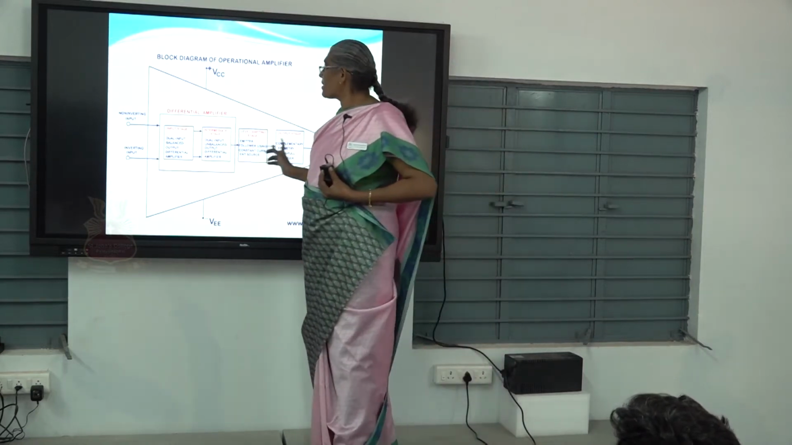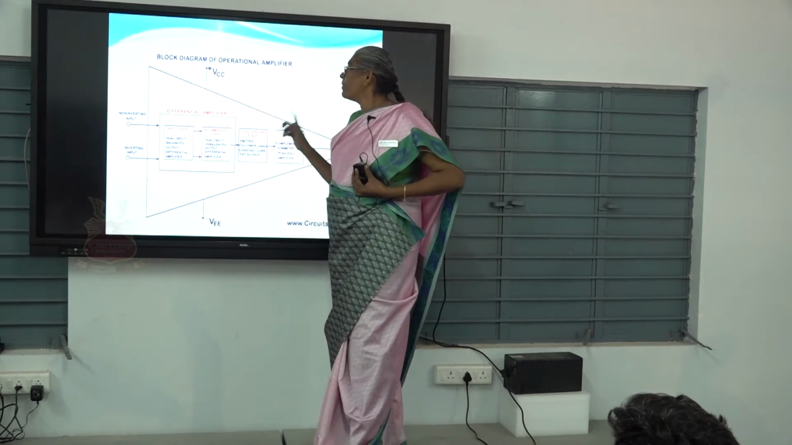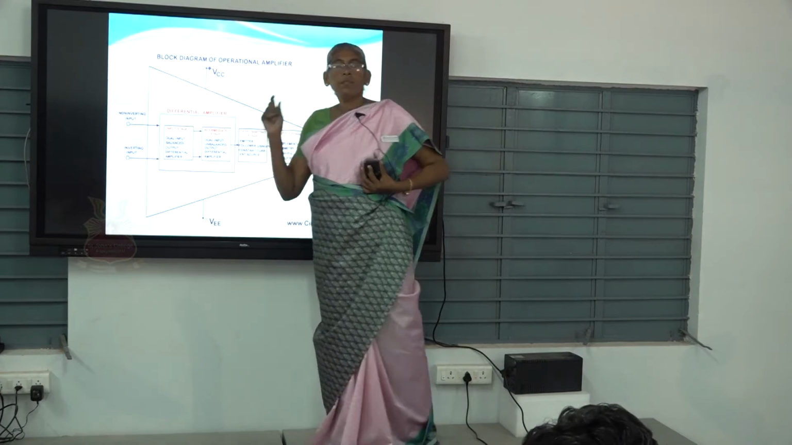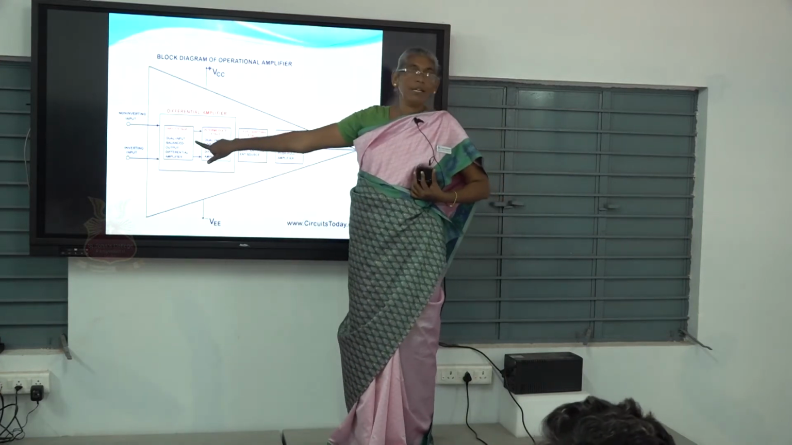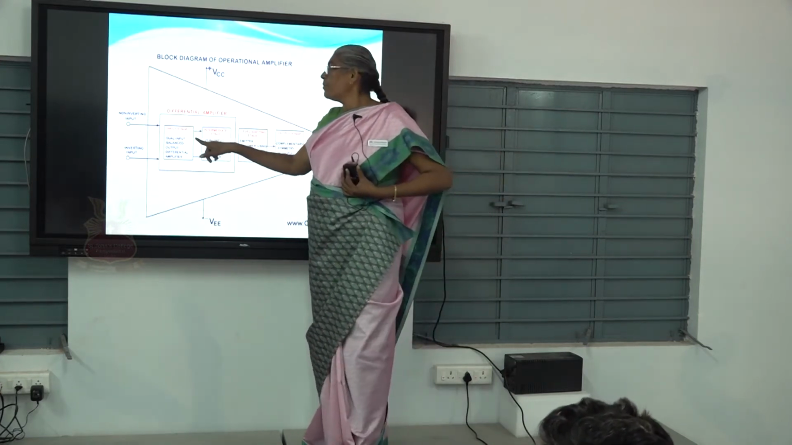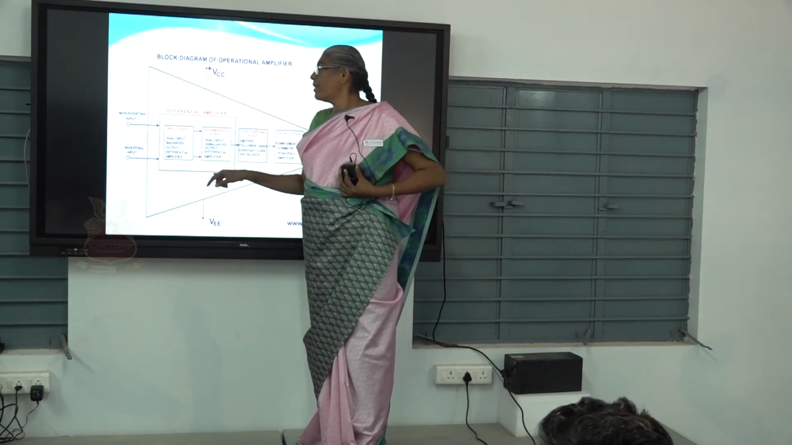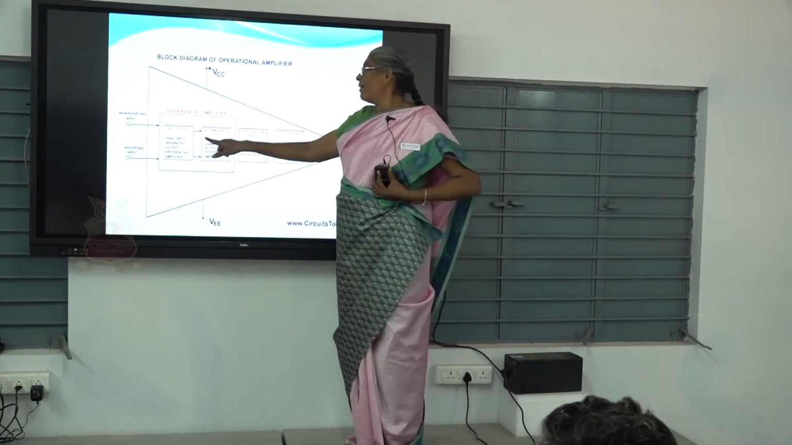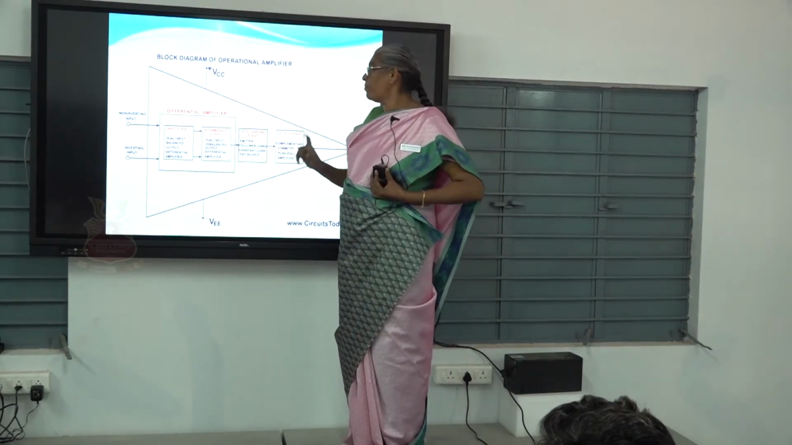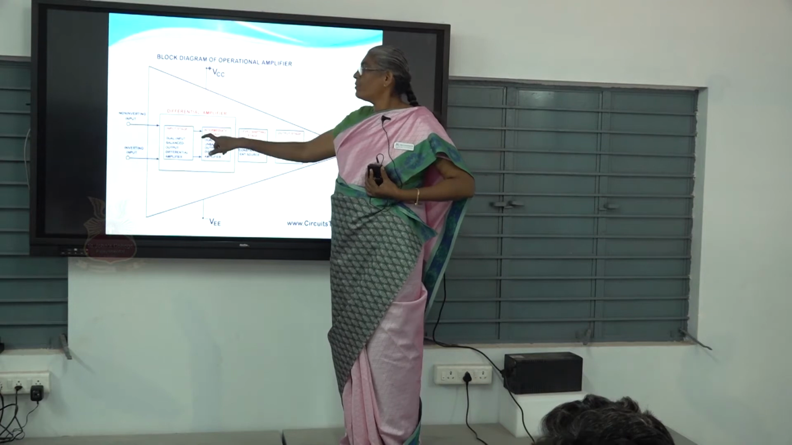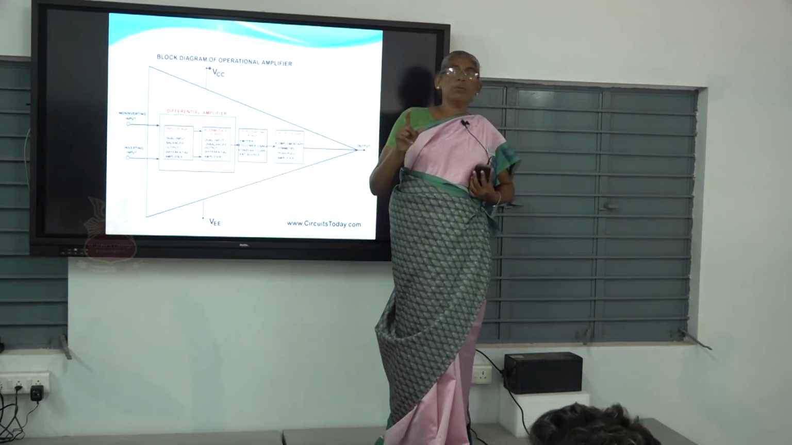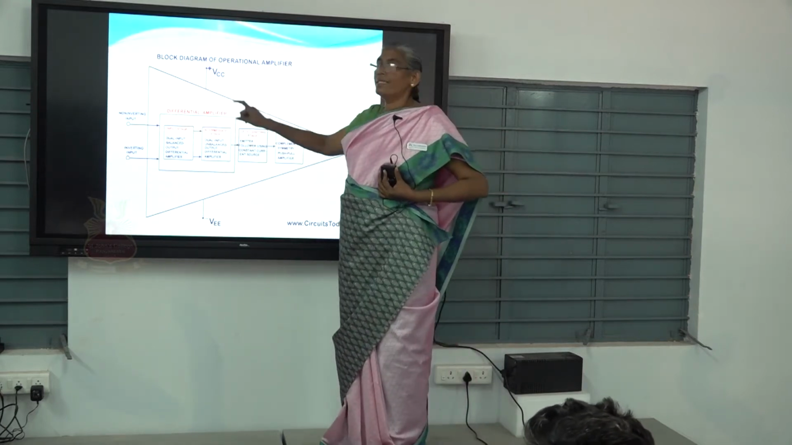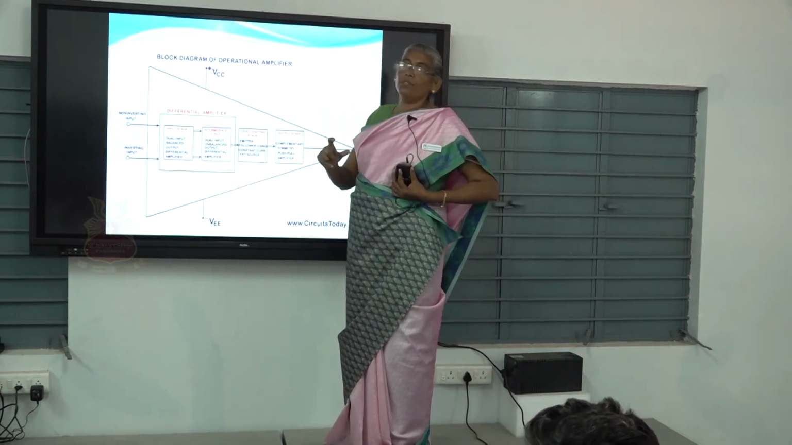There are 4 stages in the operational amplifier. First stage, input stage. Input stage is one differential amplifier, a dual input balanced output differential amplifier. The input stage must include the dual input balanced output differential amplifier. That means two inputs are applied to the input terminal, and we get a balanced 2 output.